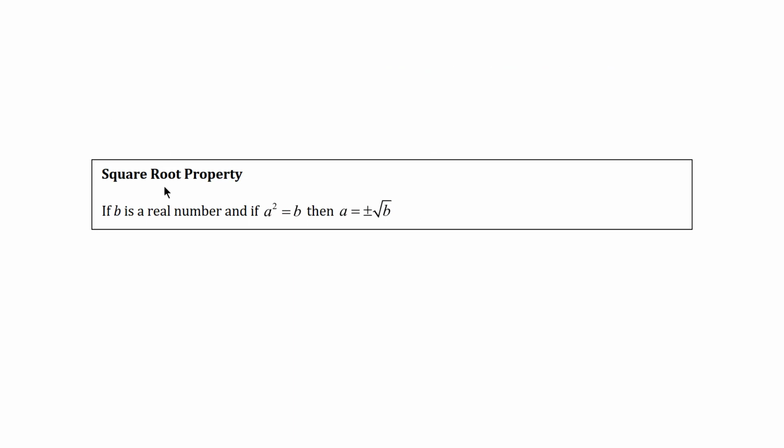First, we have the square root property. It states here, if b is a real number and if a squared equals b, then a equals plus or minus the square root of b. In the next set of examples, I'm going to show you how we can use the square root property to solve quadratic equations.